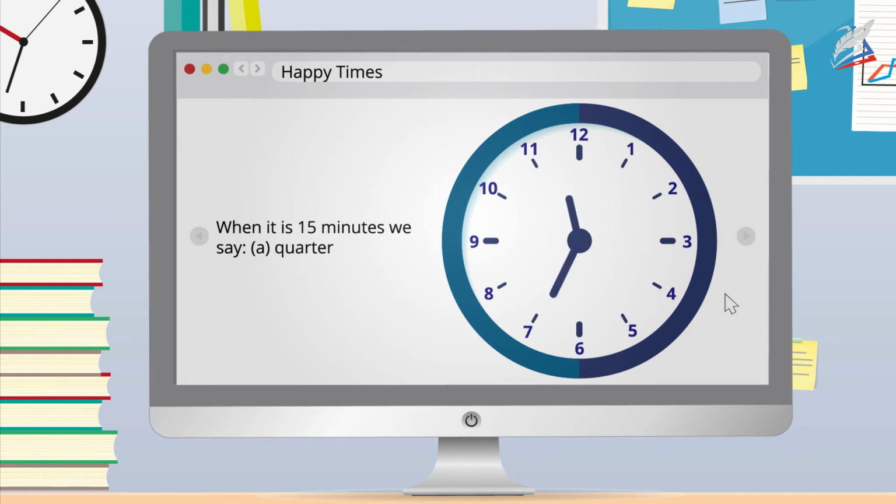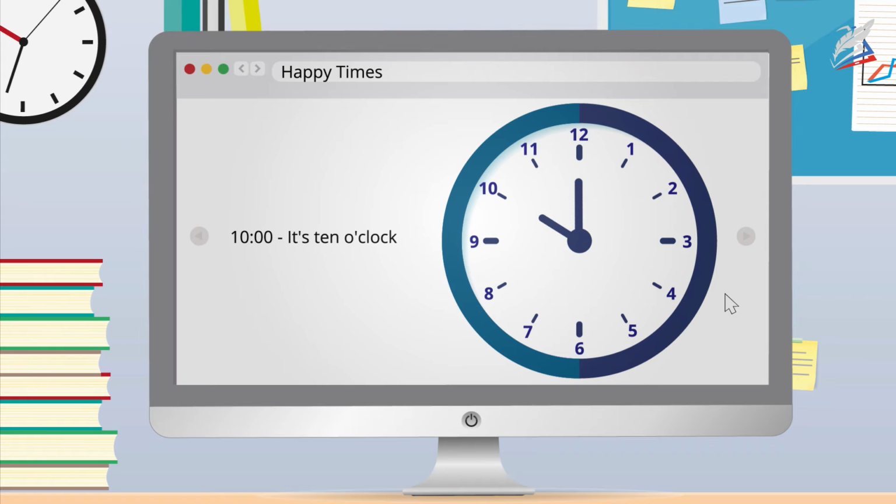When there are 15 minutes, we say "a quarter." 7:15. It's quarter past 7. When it's 30 minutes past the hour, we say "half." 3:30. It's half past 3. We use "o'clock" when there are no minutes. We say 10:00 like this.